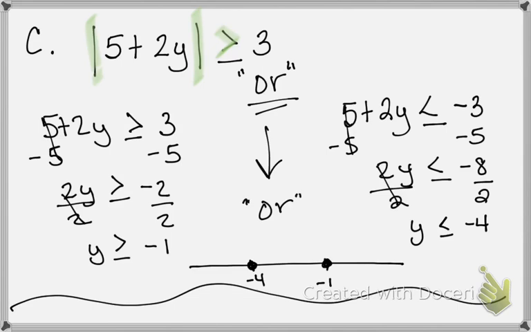So y is greater than or equal to negative 1, so that's that way. And y is less than or equal to negative 4. So in this case, because it's an or, it has to just meet one or the other of the criteria. We shade it accordingly. All right, we have another squiggly, so we're going to move into some more advanced problems.